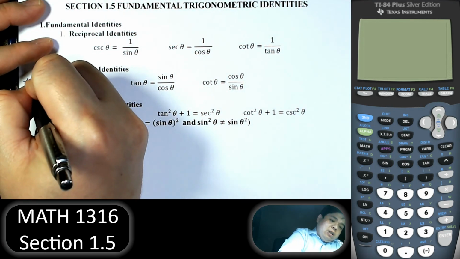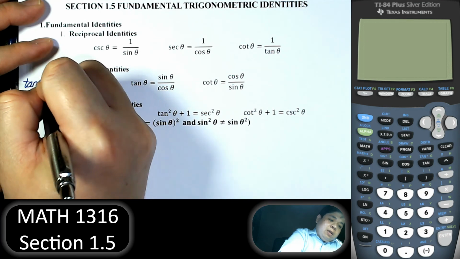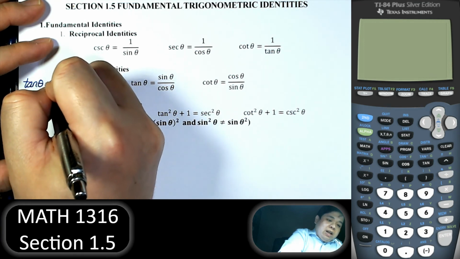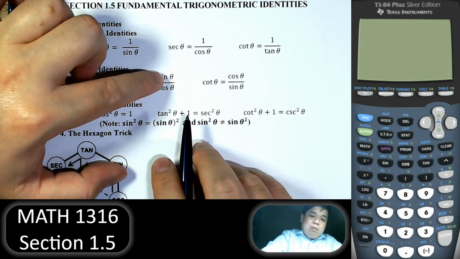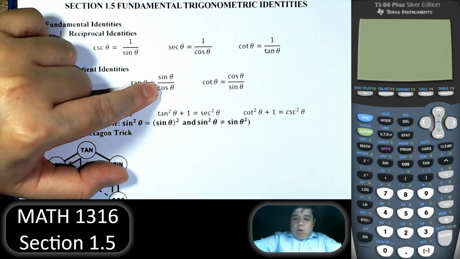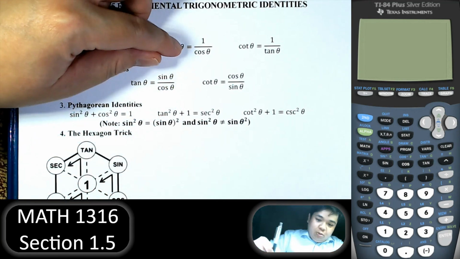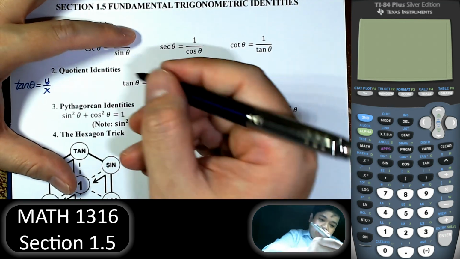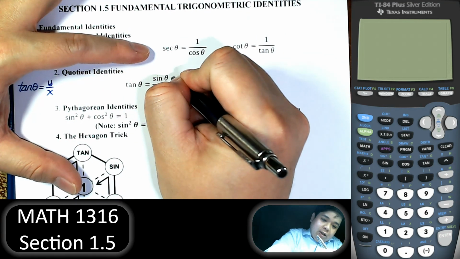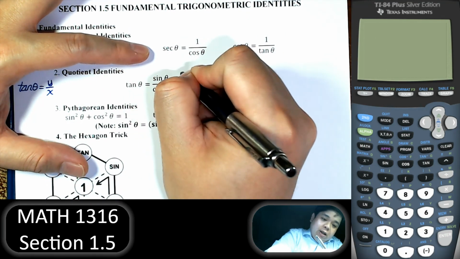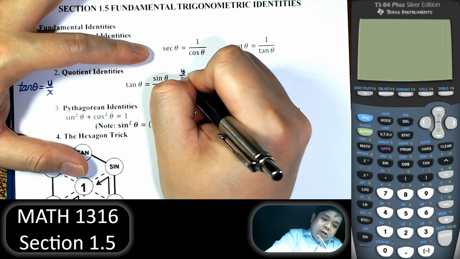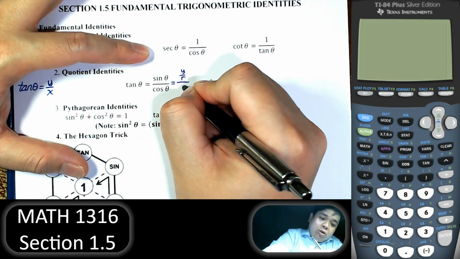So tangent is y over x, right? How about sine over cosine? Sine is y over r, cosine is x over r.